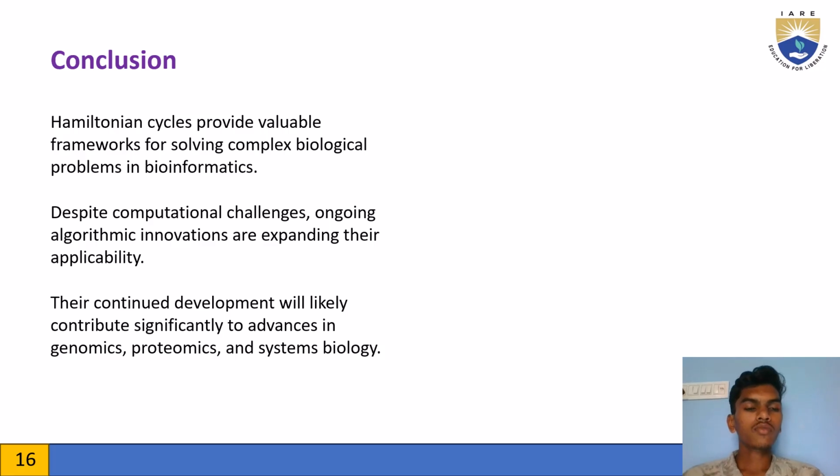And coming to our last and final conclusion about this topic, Hamiltonian cycles provide valuable frameworks for solving complex biological problems in bioinformatics. Despite computational challenges, ongoing algorithmic innovations are expanding their applicability. Their continued development will likely contribute significantly to advances in genomics, proteomics, and systems biology.